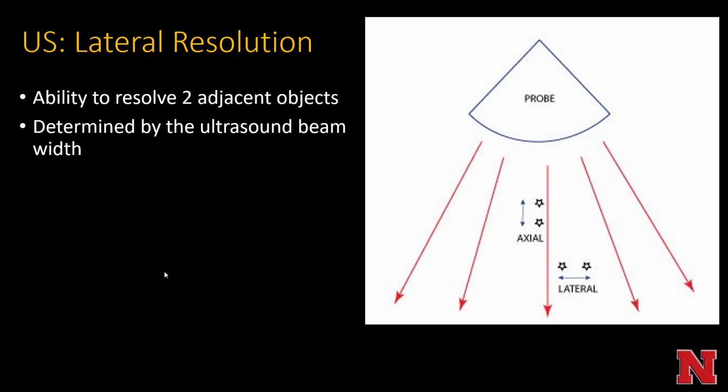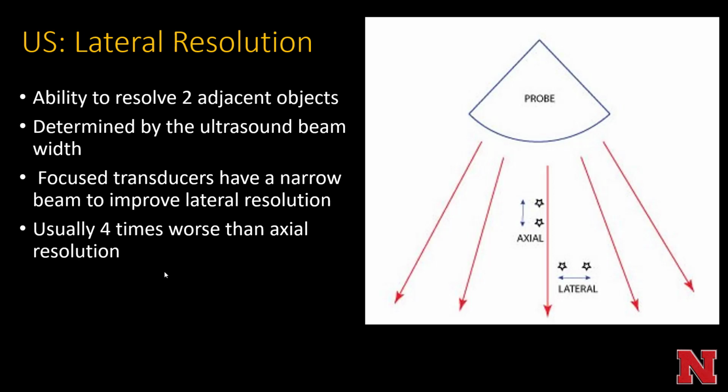All right, lateral resolution. It's the ability to resolve 2 adjacent objects to the left or right of one another, not superficial to deep. So it's determined by the ultrasound beam width. So a focused transducer has a very narrow beam width to improve lateral resolution. Usually it's 4 times worse than axial resolution, even in the best setup, however. So your ability to distinguish 2 lateral objects apart from 2 axial objects is kind of quite limited.